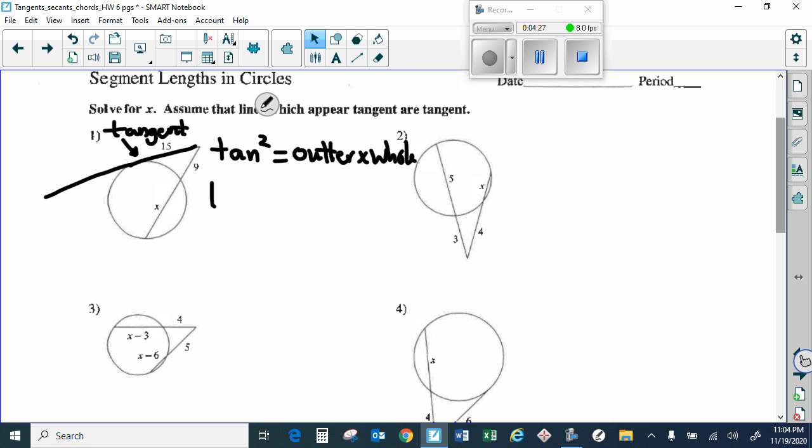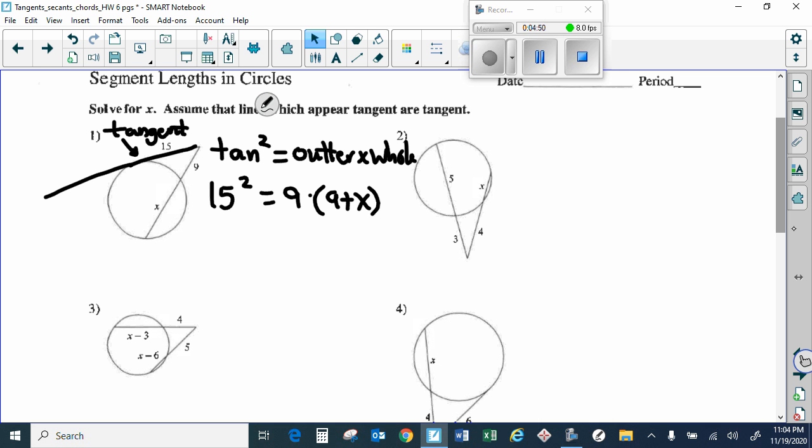So in this case, we have 15 squared for the tangent squared equals the outer, which is 9, times the whole. The whole would be 9 plus x. Not 9 times x, which is a common error. You're not multiplying two segments together, you're adding them together. 9 plus x. Okay, and then you go ahead and solve that.